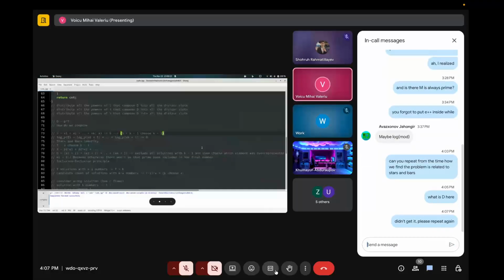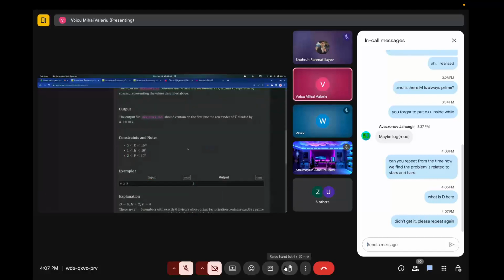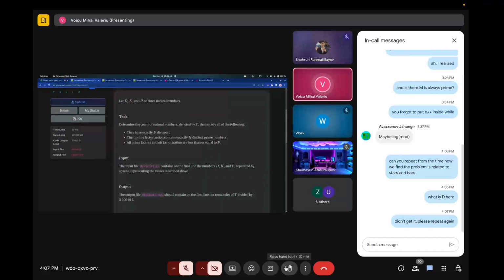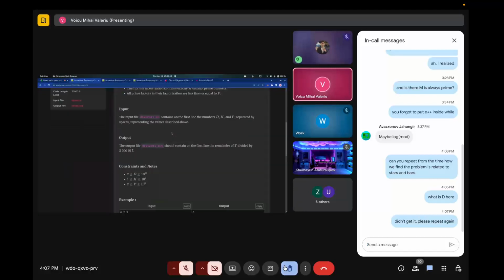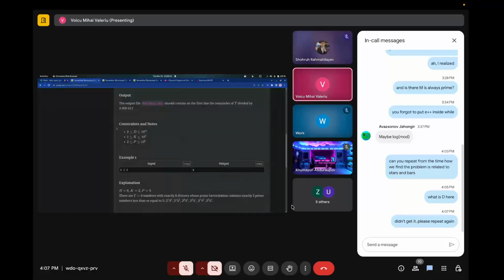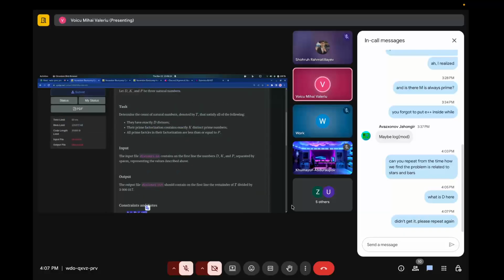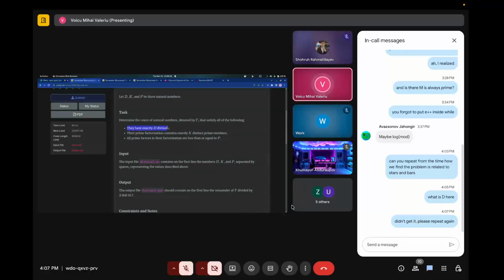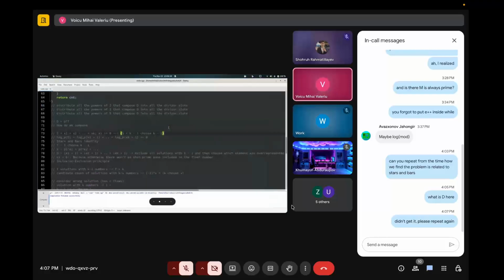Is it here? D is the value that we get in the input. So they give us a D, which is the count of divisors, so we have to count the number of values that respect all of the following conditions, that they have exactly D divisors. So D is that value.